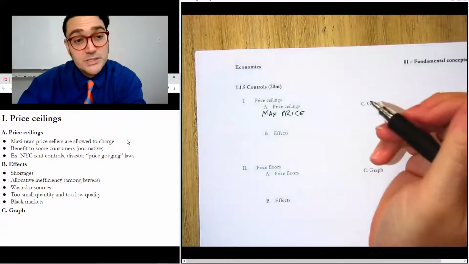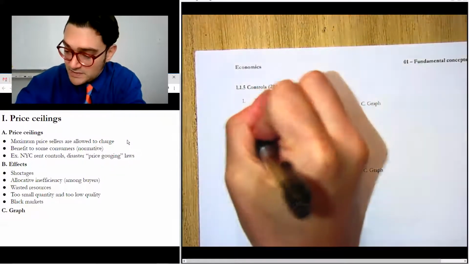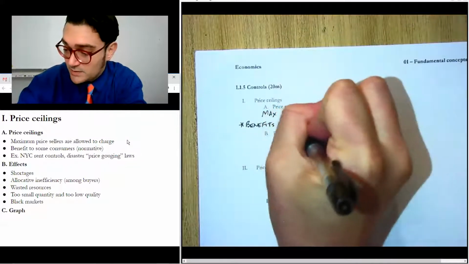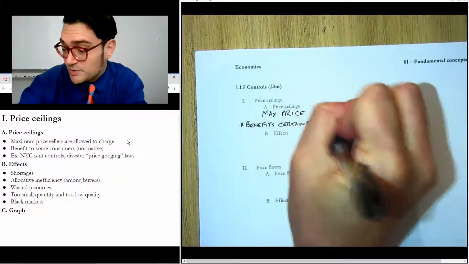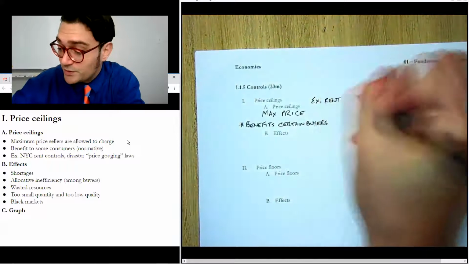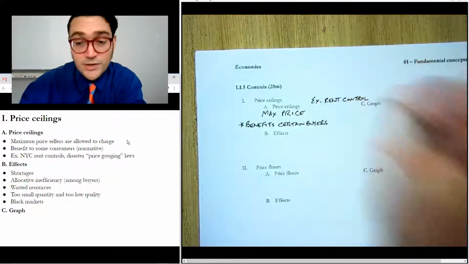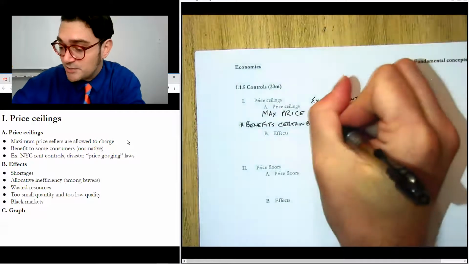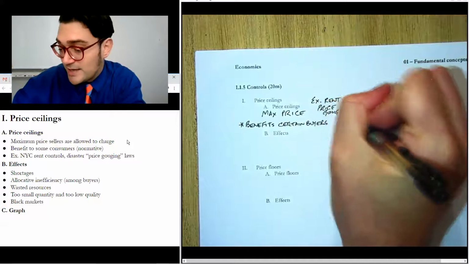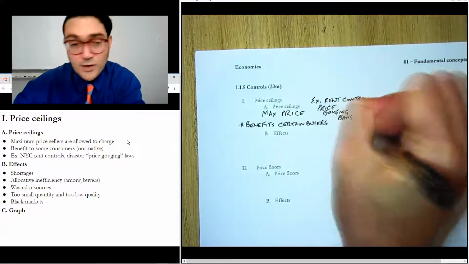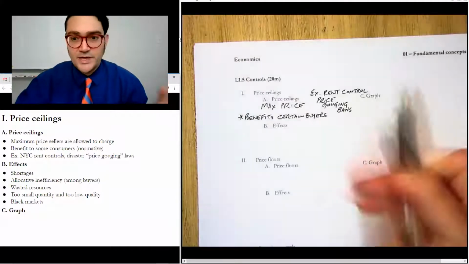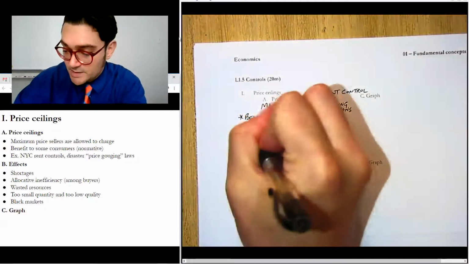It benefits some consumers. It benefits certain buyers, and it hurts others, we should note, but it benefits certain buyers. Examples include rent control in New York City, or price gouging bans after natural disasters. Sometimes there will be a ban on selling bottled water for more than a certain price, and things like that.